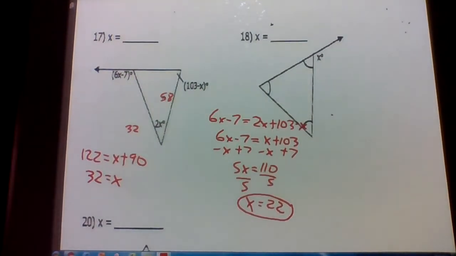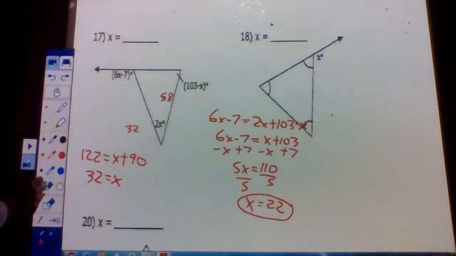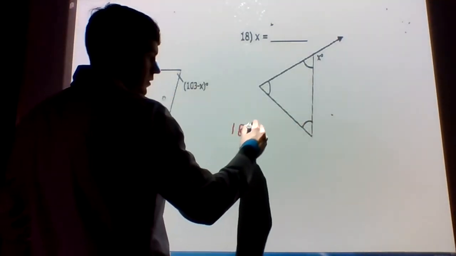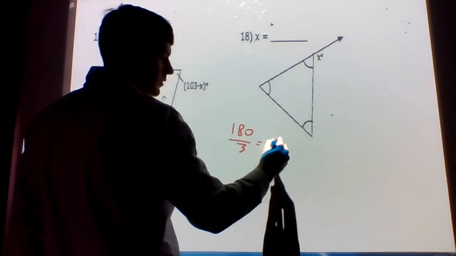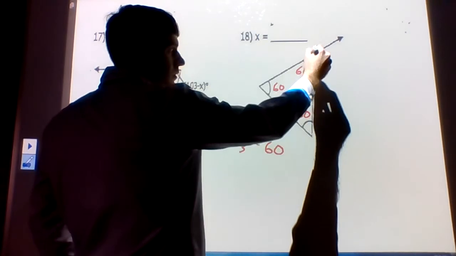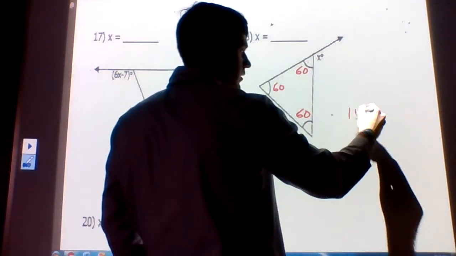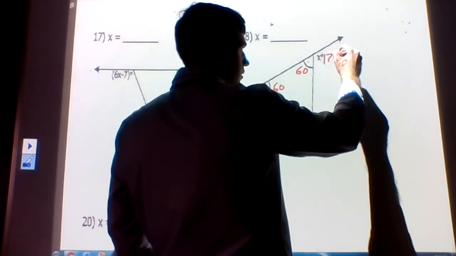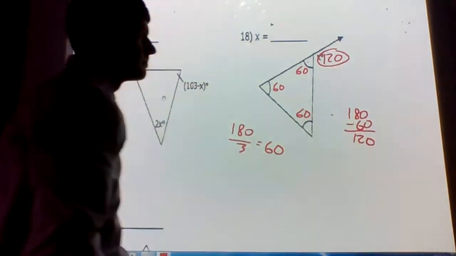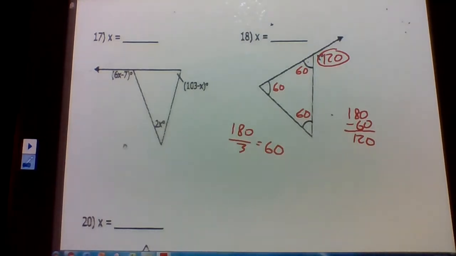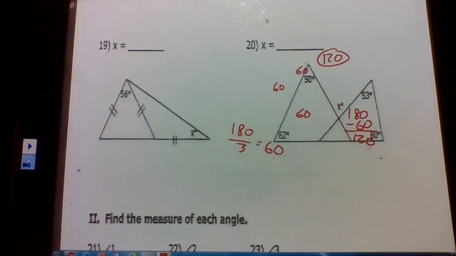So here we have three angles of a triangle that are congruent. So you just basically do 180 divided by 3, right? And it's going to be 60. So it's 60, 60, and 60. Here's a linear pair. So 180 minus 60 is going to give us 120. Okay. 1920.